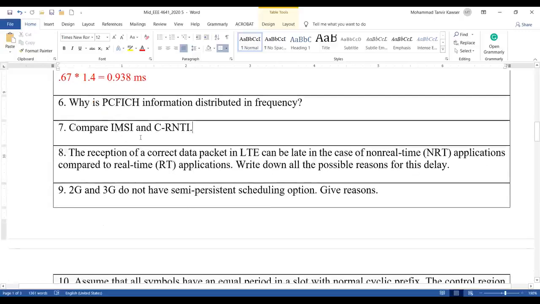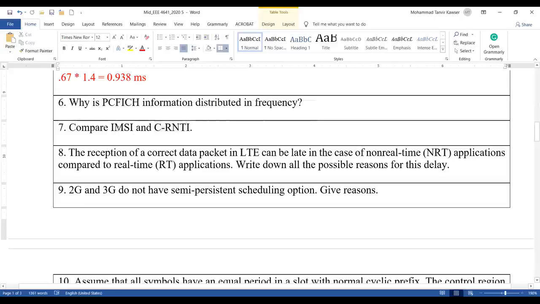Now compare IMSI and CRNTI. Well, IMSI is a fixed identity, whereas CRNTI is a cell-specific identity. As you move to a different cell in RRC connected state, if you don't have any data session or call up, then you are not in RRC connected, you are in RRC idle mode, and then you are also not assigned CRNTI. IMSI is fixed whether you are in RRC idle or RRC connected.